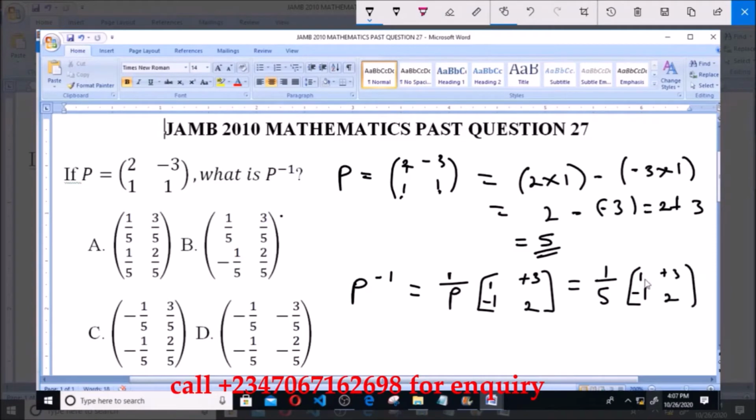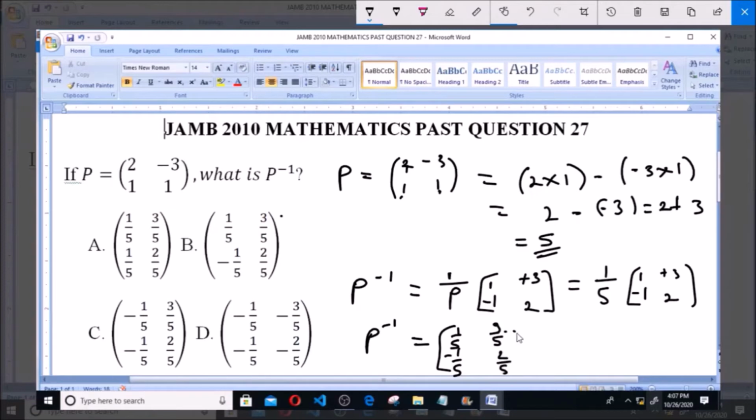If you look at what I told you, this changed. It was 2 here, then 1 here, but it changed to become 1 and 2. Then the sign of this diagonal will change: minus 3 changes to plus 3, and plus 1 changes to minus 1. So from this, P inverse is equal to, we'll multiply everything in this matrix by 1/5. That will give us 1 times 1/5 is 1/5, minus 1 times 1/5 is minus 1/5, plus 3 times 1/5 is 3/5, and plus 2 times 1/5 is 2/5.